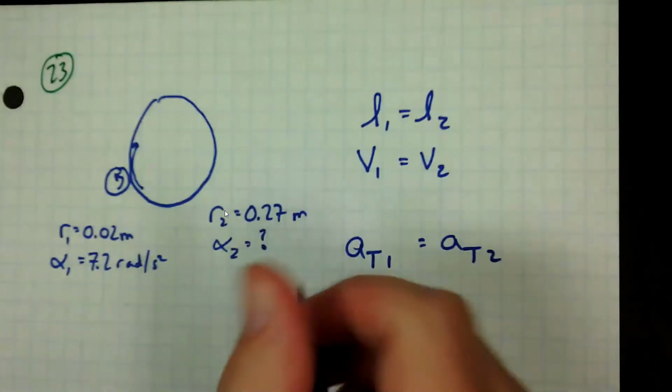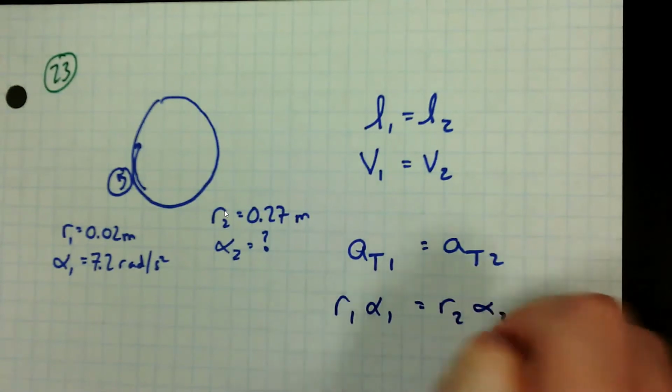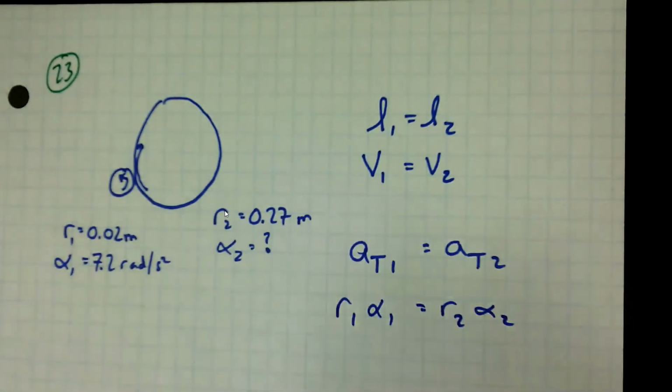So then I can say R1 alpha 1 is equal to R2 alpha 2, and that should be what you need to go from there. Is that good?